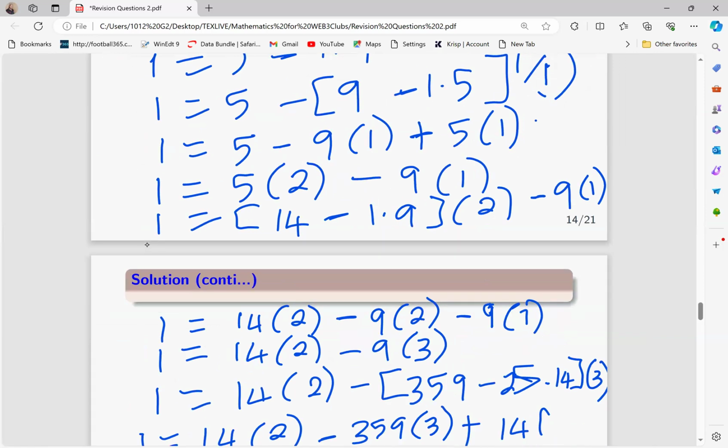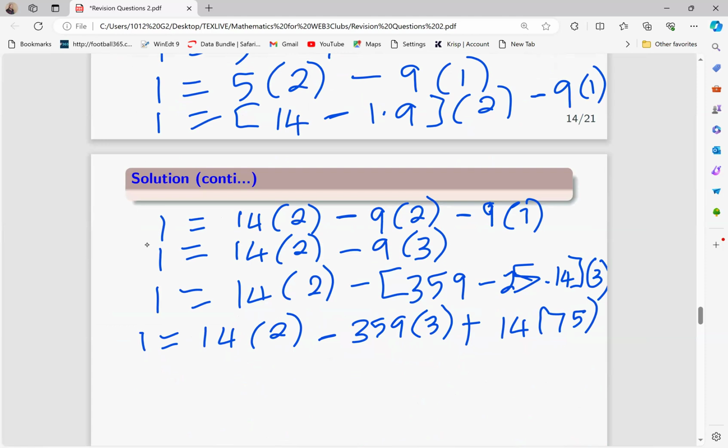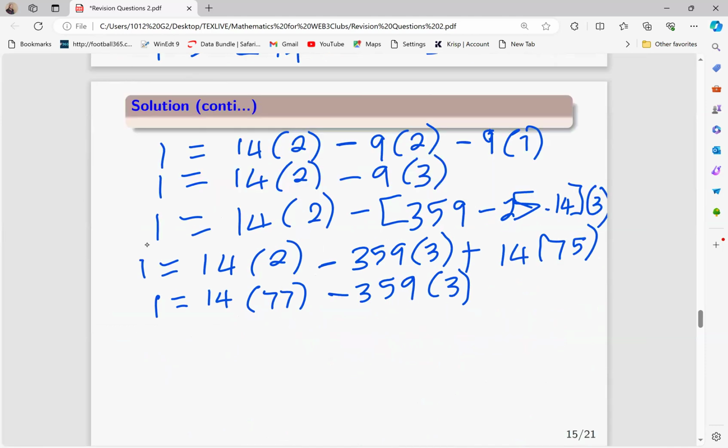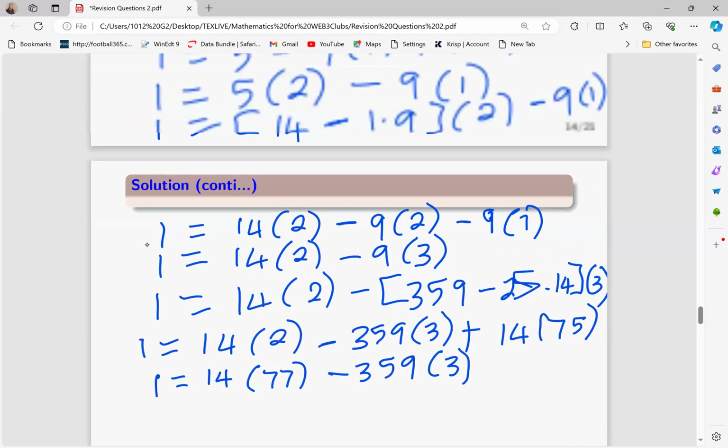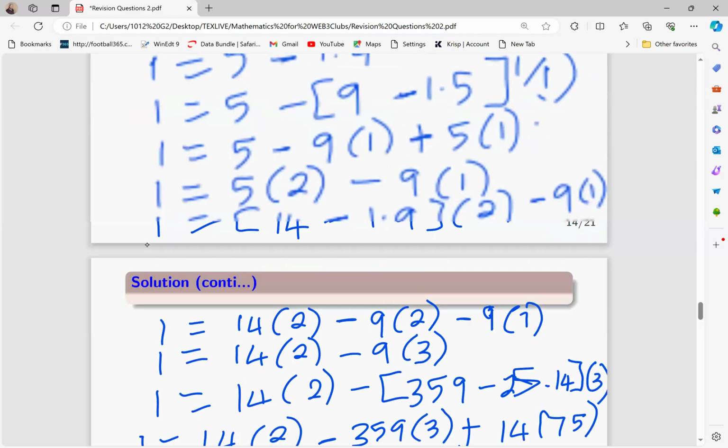Well, that's 14 times 77 minus 359. And 359. I forgot 25.